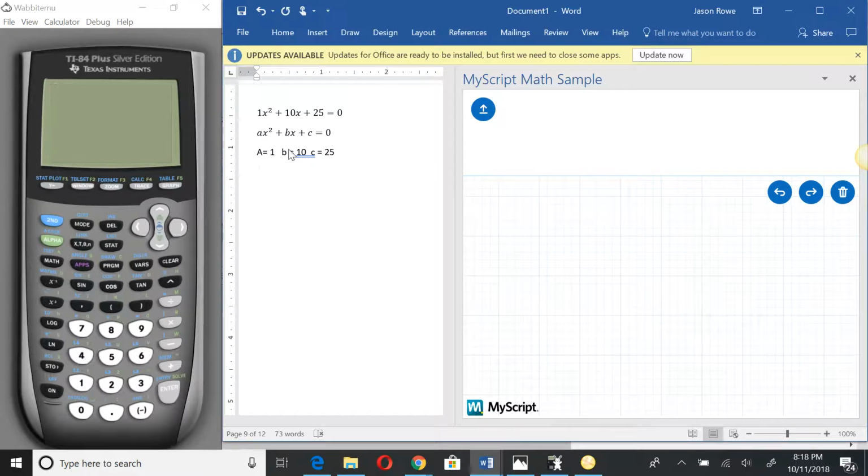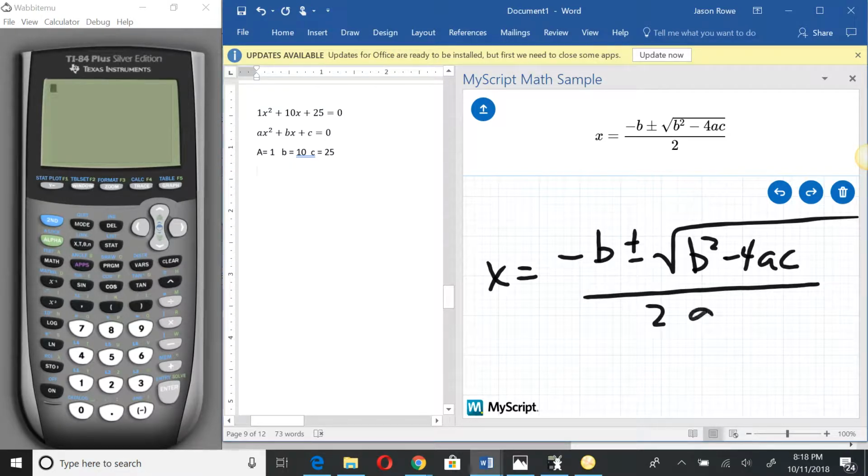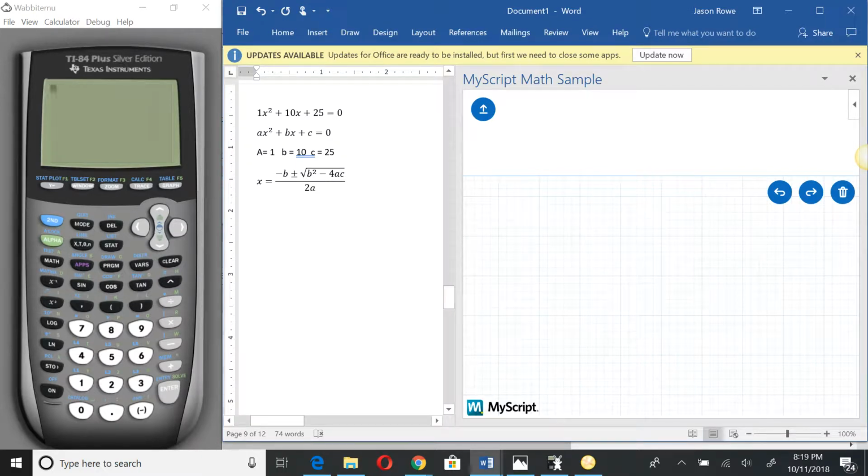And so what is the quadratic formula? Quadratic formula is the opposite of b plus or minus the square root of b squared minus 4ac, all divided by 2a. So there's the formula. And so now we just substitute and solve. Plug and chug, as we used to call it.